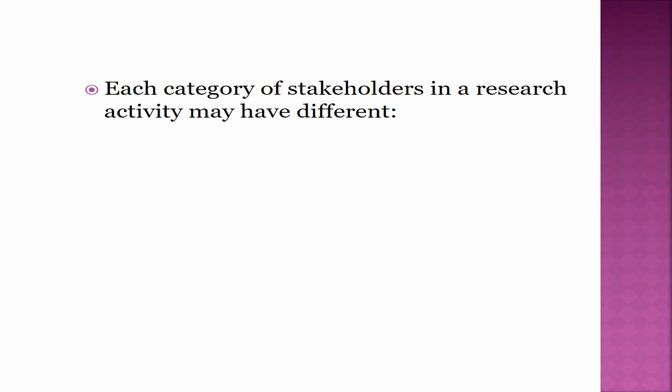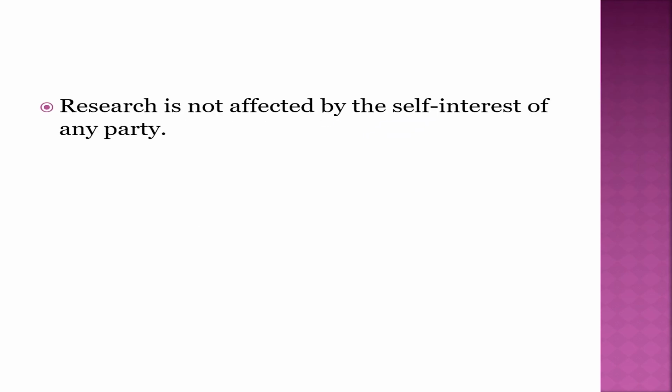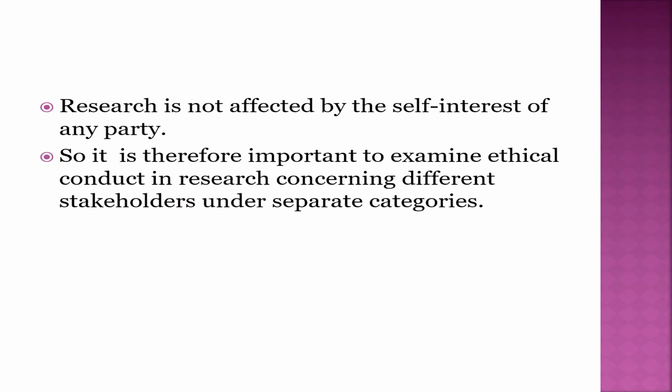Each category of stakeholders in a research activity may have different interests, perspectives, purposes, aims, and motivations that could affect the way in which the research activity is carried out, and also the way in which results are communicated and used. Because of this, it is important to ensure that the research is not affected by the self interest of any party and is not carried out in a way that harms any party. It is therefore important to examine ethical conduct in research concerning different stakeholders under separate categories.